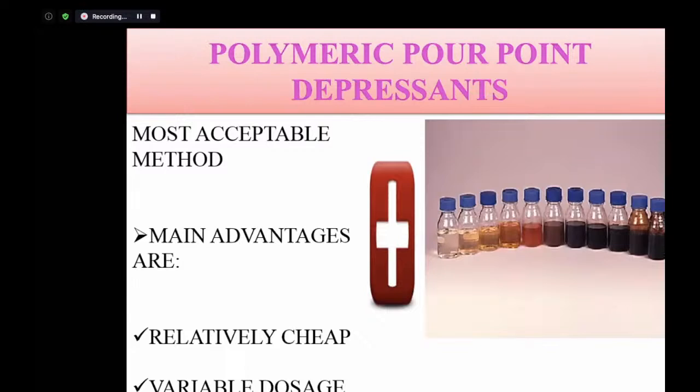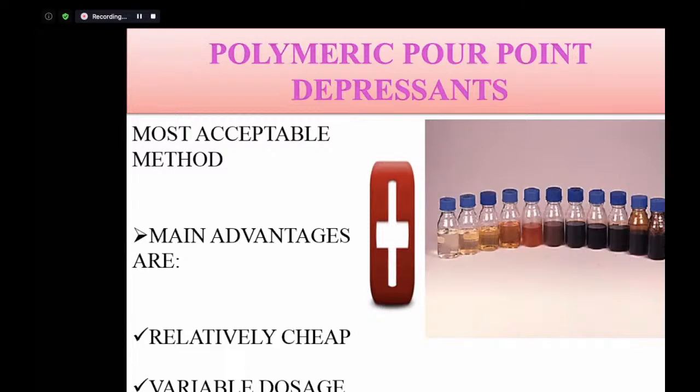They are added in parts per million, at the ppm level. So the concentration is the lowest among the chemical methods, let it be solvent, let it be surfactant, or PPDs, polymeric pour point depressants. The second advantage is variable dosage. Variable dosage means for whatever kind of crude oil, we'll design the pour point depressants accordingly.